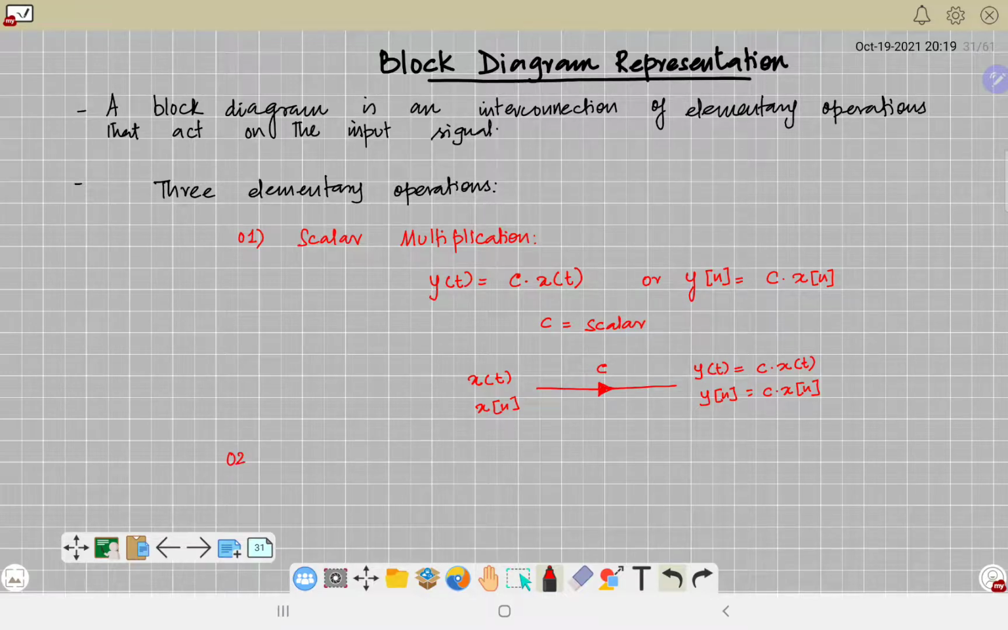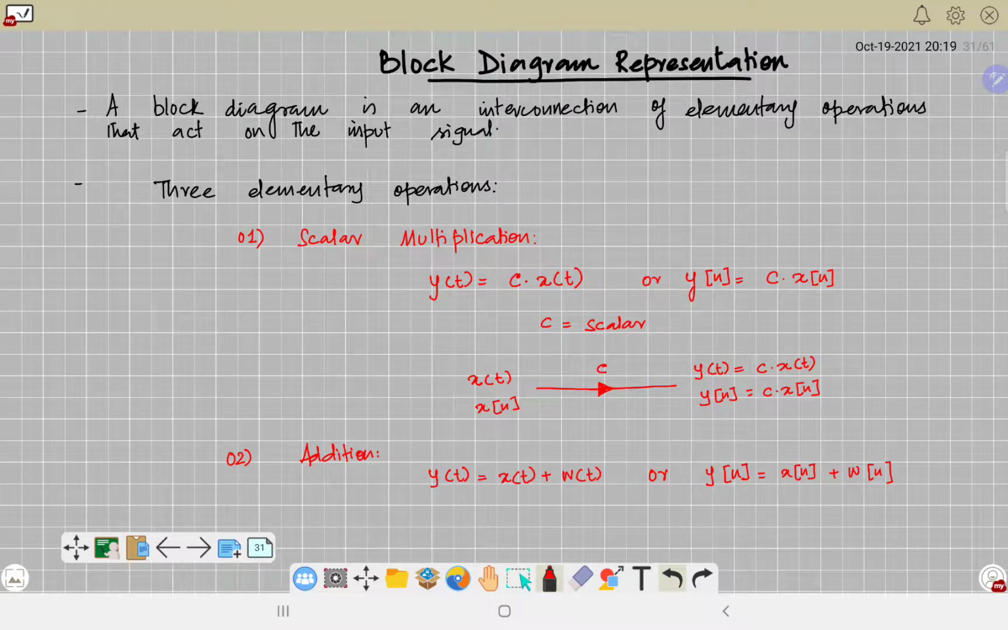Then our second basic operation is that of addition. Again, in the continuous time domain, the operation may be something like this: y of t is equal to x of t plus, say, w of t. If you're talking about the discrete time domain, y of n is equal to x of n plus another discrete time signal, w of n.